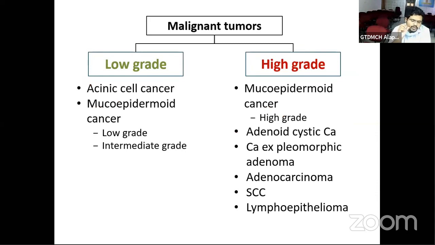Acinic cell tumor and mucoepidermoid. Mucoepidermoid tumor has three types: low, intermediate, and high. The low and intermediate grade tumors and acinic cell tumor are low-grade malignant tumors. High-grade tumors are high-grade mucoepidermoid carcinoma, adenoid cystic carcinoma, carcinoma in previous pleomorphic adenoma, adenocarcinoma, squamous cell carcinoma, and lymphoepithelioma.